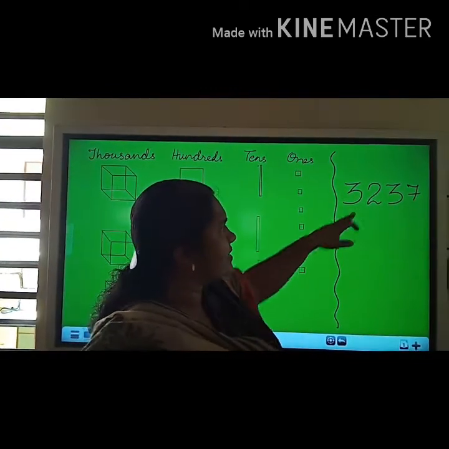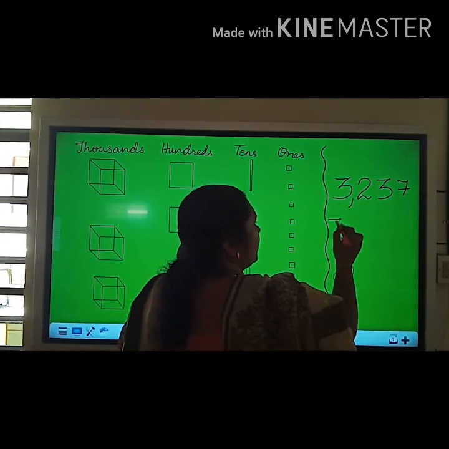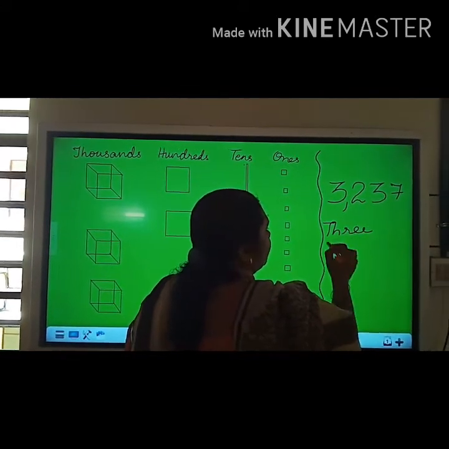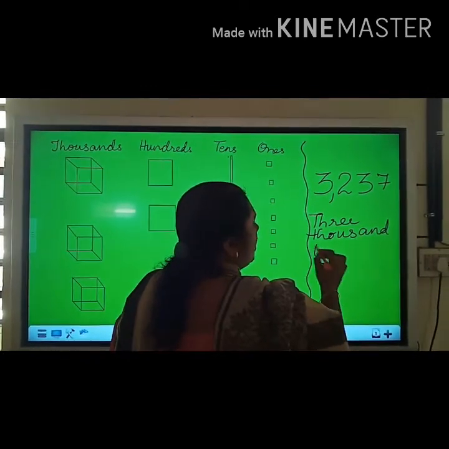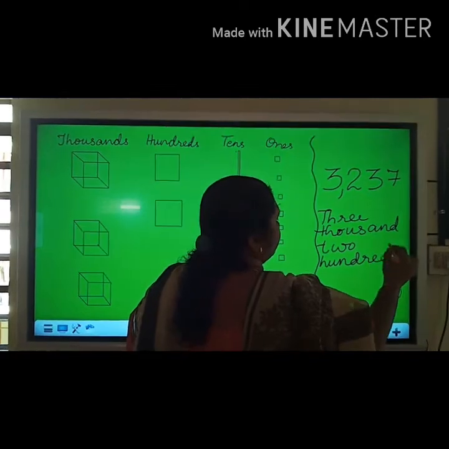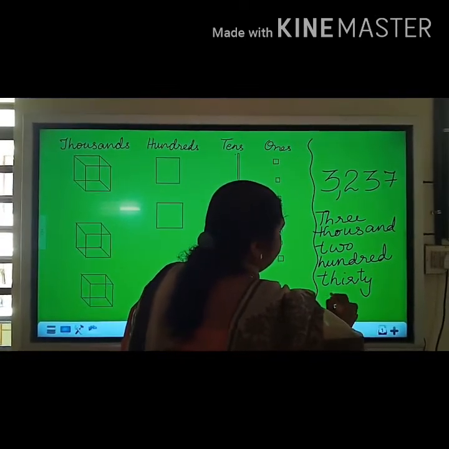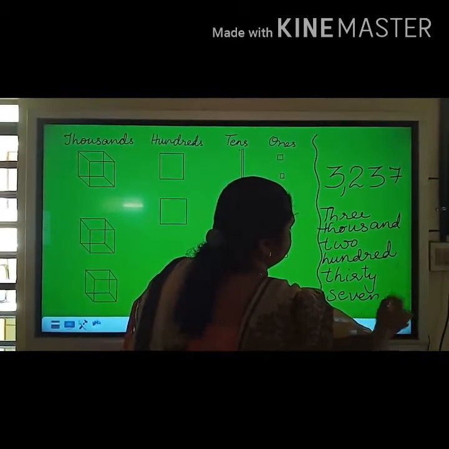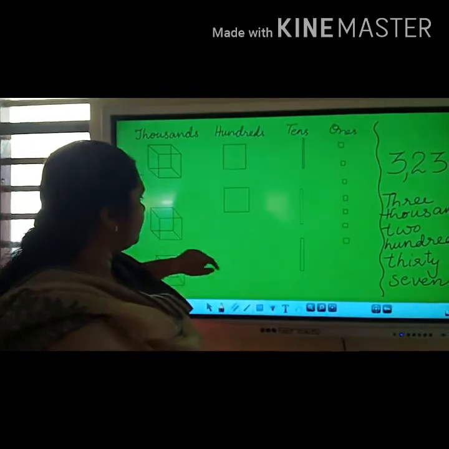So, please read this after putting commas. Yes, 3,237. Is it clear? Now I will show one more.